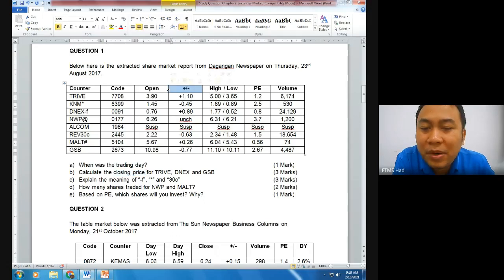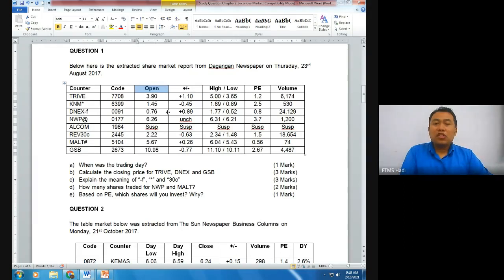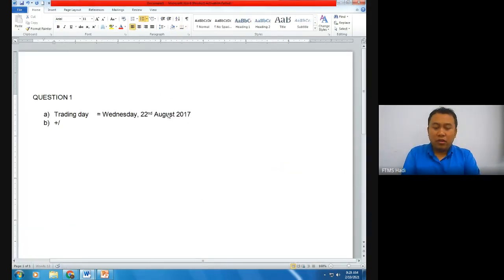As you can see, you have a plus minus, which is changes, and you have open. So before that, we go for the formula. Formula for plus minus is close minus open. We adjust the formula a little bit because the question wants a closing price. So therefore, close is equal to plus minus, plus open. Negative open, bring it to the left side, it will become plus. That is the first formula that you need to adjust.